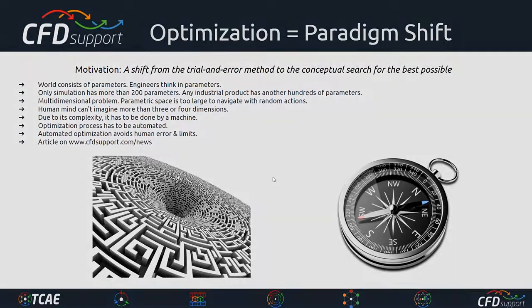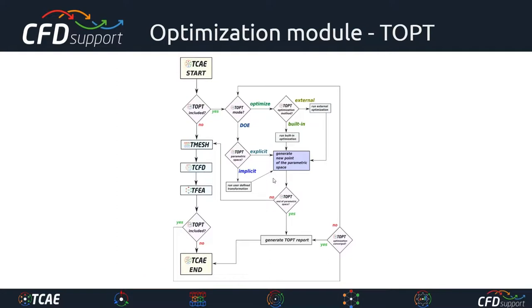I will continue with a little bit more specific information. We have delivered the opt module, which is another software module, and it interacts in the standard TCAE workflow according to the scheme you can see. If the opt module is included, then it first decides what mode is used, and then what method is used: if it's the optimization or if it's DOE, and based on some other options which are not that special, everybody can understand them.